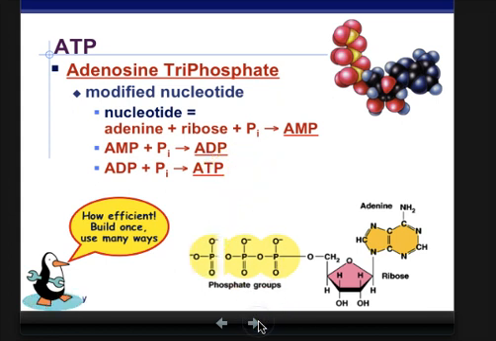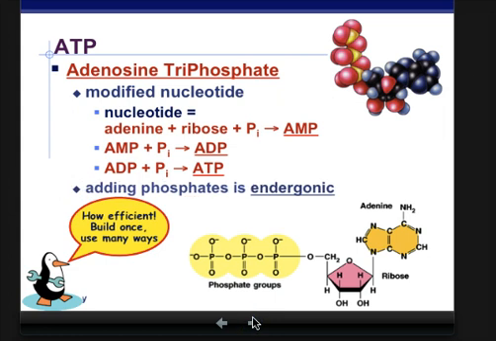So here's the completed molecule. And I want you to notice here that these oxygens have a negative charge, because that's going to become important in a minute. And when we add phosphates on in this way, so remember we started with just the one, and then we added another and another. When we do that, it's an endergonic reaction. So energy is being stored in these bonds for later.